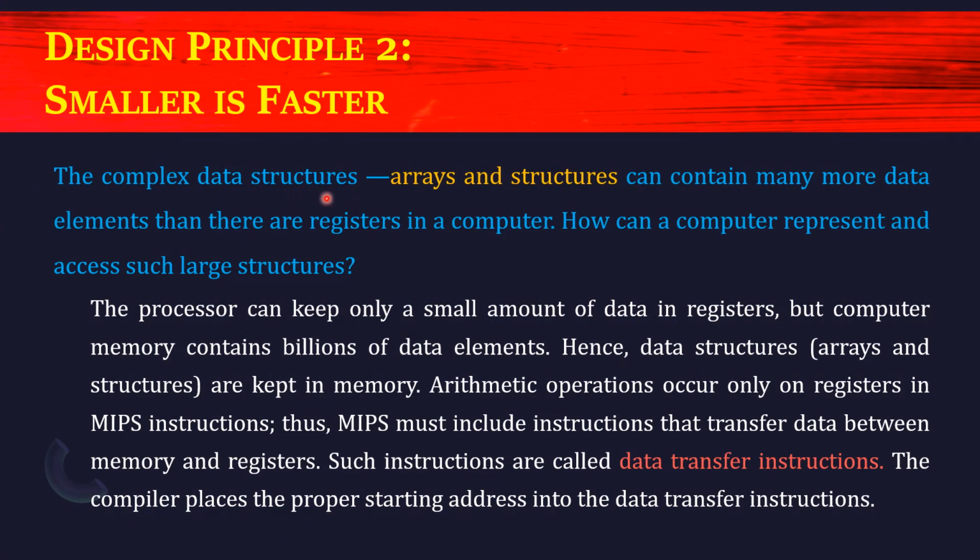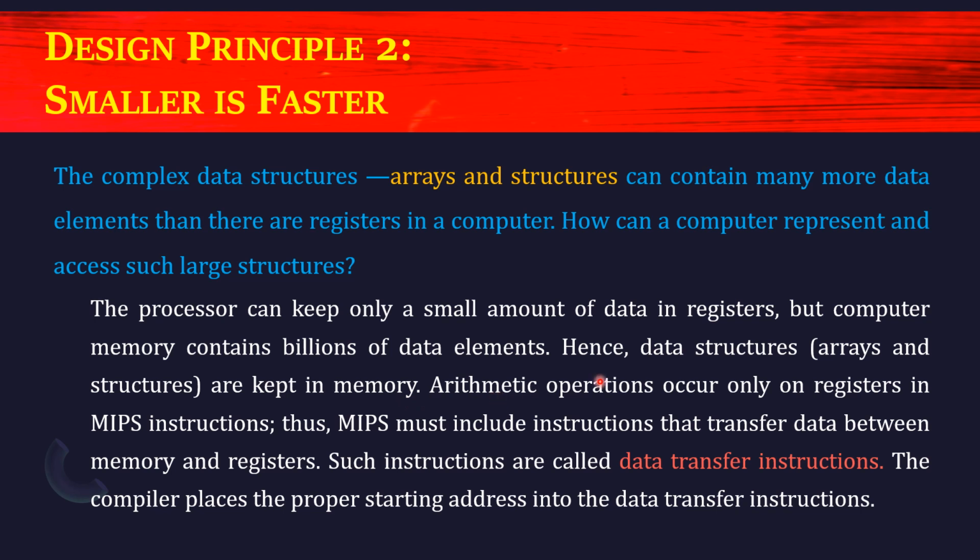The complex data structures like arrays and structures can contain many more data elements than there are registers in a computer. So how can a computer represent and access such large structures? Let us look into that. The processor can keep only a small amount of data in registers. We know that we'll be having a limited number of registers, only 32-bit registers in the MIPS architecture. But a computer memory contains billions of data elements. So the data structures like arrays and structures are kept in memory.